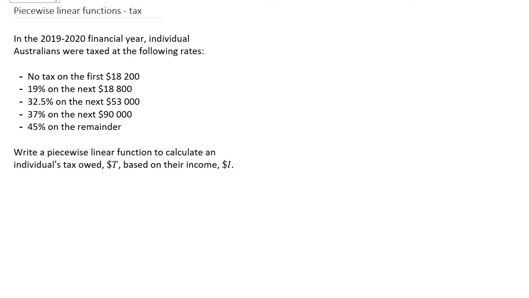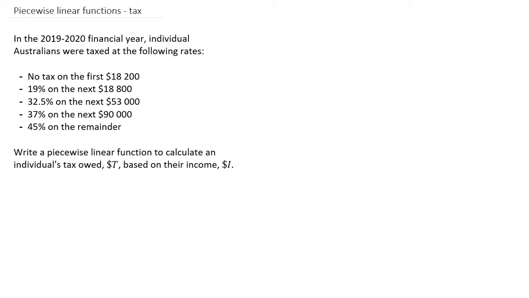So, what we have here are the Australian tax rates for 2019 to 2020 for individuals taken from the Australian Taxation Office website. So what we're going to do is develop a piecewise linear function for this and then use that function to determine an individual's income tax.